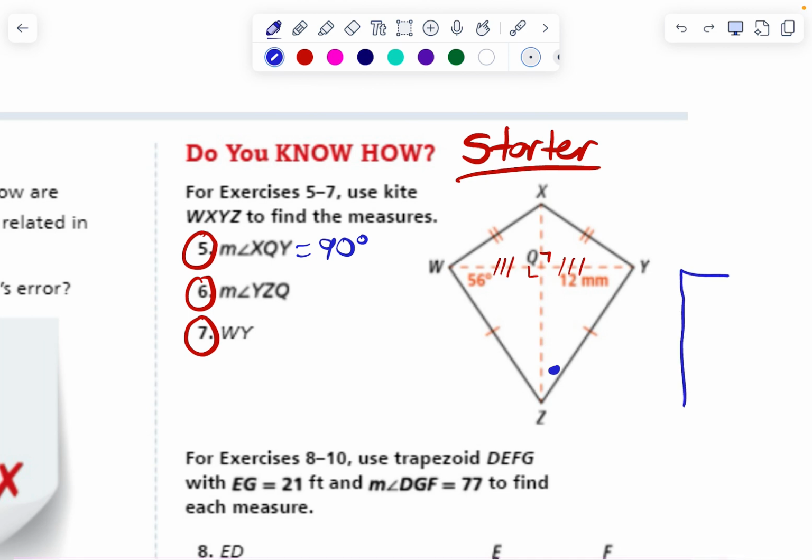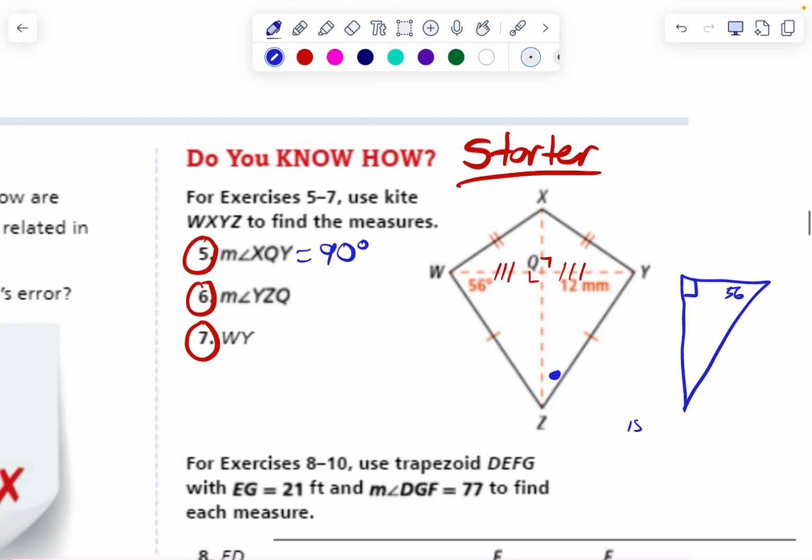yeah, maybe zoom in on this triangle. We know that that angle is 90 right there. So I'm just redrawing this triangle. And can I copy 56 right there from this 56? Are those 2 angles congruent? Yeah. Okay, and then we just do our usual triangle calculation. We'll get 34 degrees.